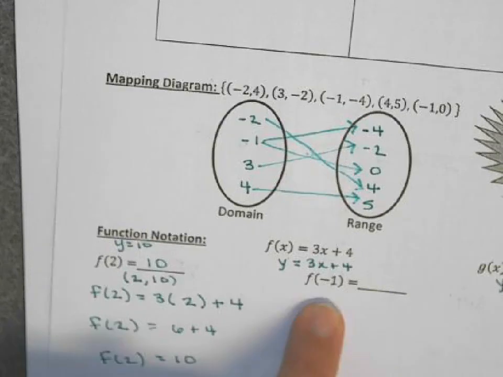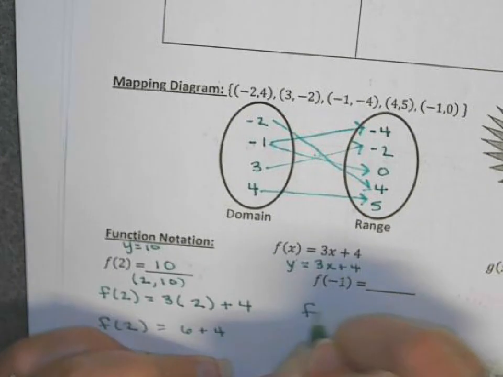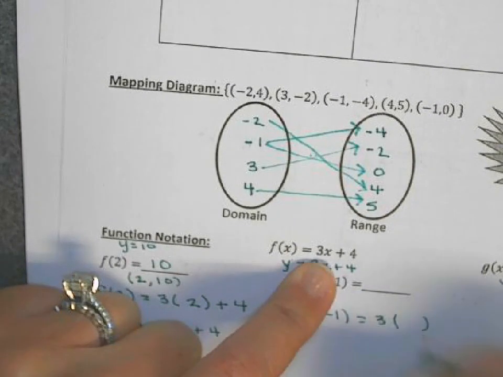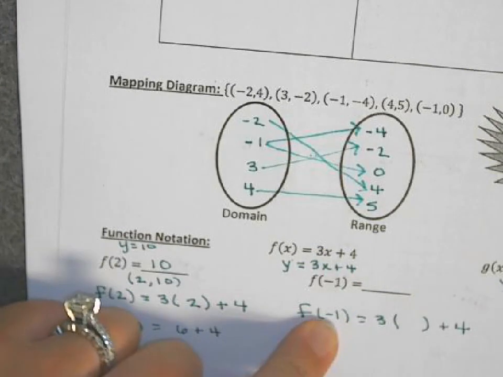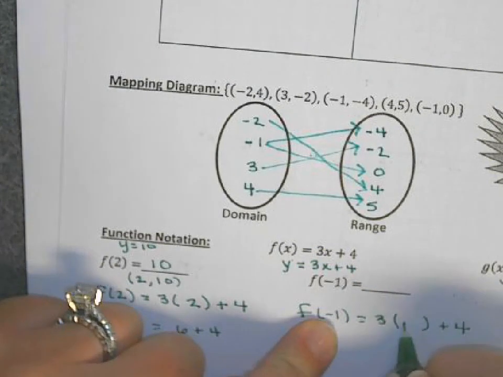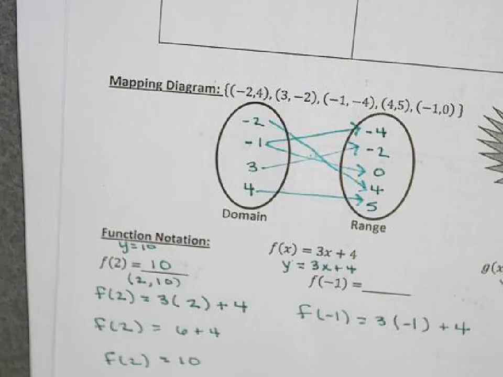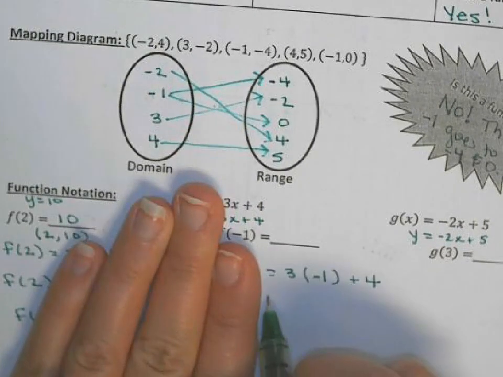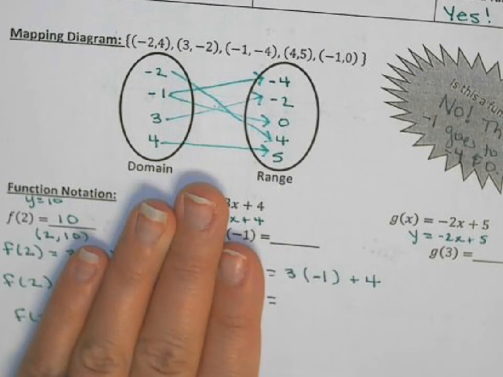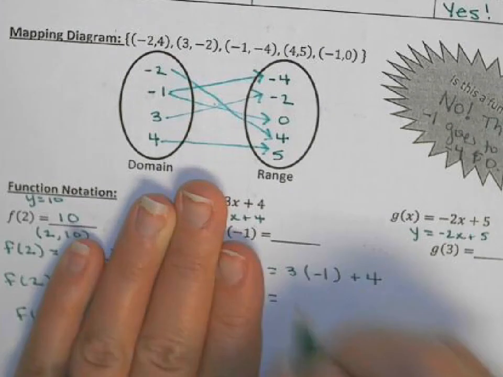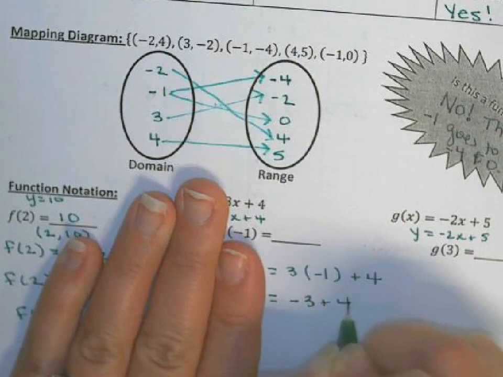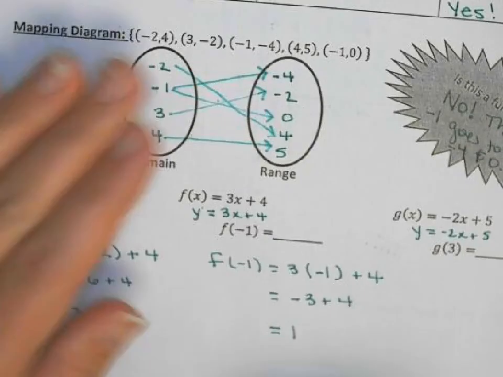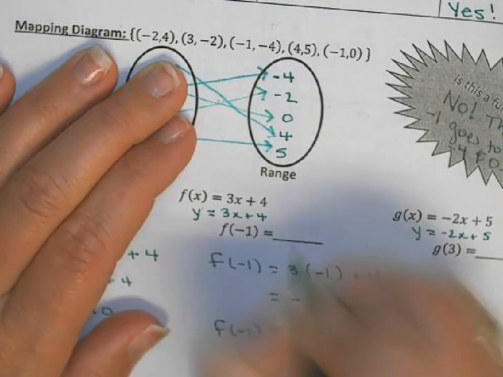We're going to try it again, and this time we're going to plug in -1. So f of -1 equals, f of x equals 3 times that x value plus 4. But I replaced the x value with -1. So I'm going to replace this x value with -1. Remember, don't worry about that left side. That is what it is. We're just going to use PEMDAS to simplify the right side. So we're going to do the multiplication first, so -3 plus 4. Once you add those together, you get 1. So f of -1 equals 1.